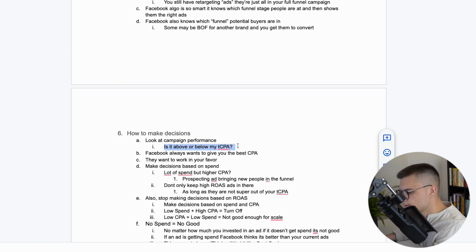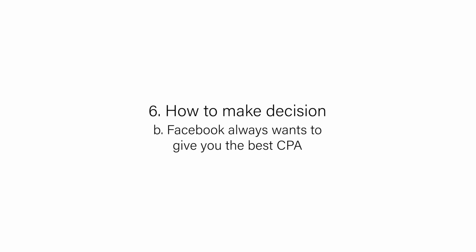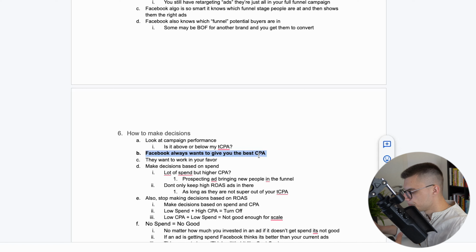If it's not, you obviously have to make decisions, and then you go deeper. I'm going to go over that in just a second. You have to keep in mind that Facebook always wants to give you the best CPA. So if you're good to Facebook, Facebook is essentially good to you.